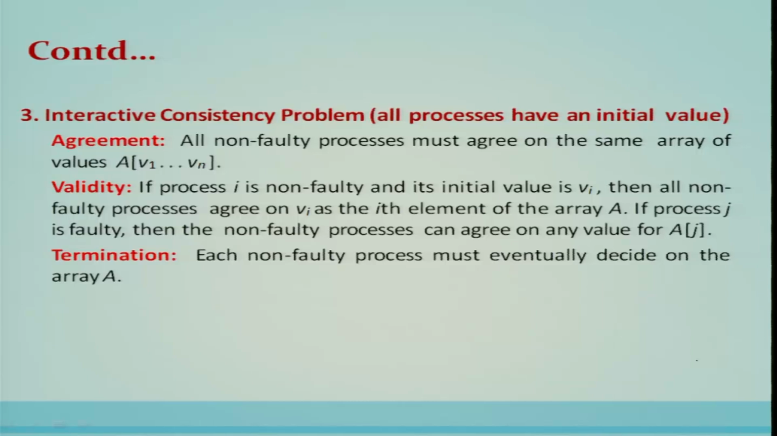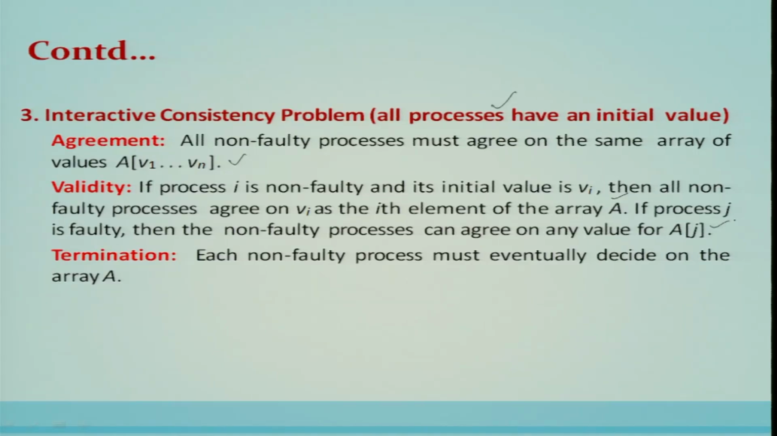The third type of problem is called the interactive consistency problem. Here all the processes have initial values. Agreement: all non-faulty processes must agree on the same array of values. You have to notice that this is the difference, where the earlier two problems agree on a single value, here they are agreeing on a set of values, that is, an array of values. Validity: if process i is non-faulty and its initial value is Vi, then all non-faulty processes agree on Vi as the ith element of the array. If process Pj is faulty, then the non-faulty processes can agree on any value for Aj.